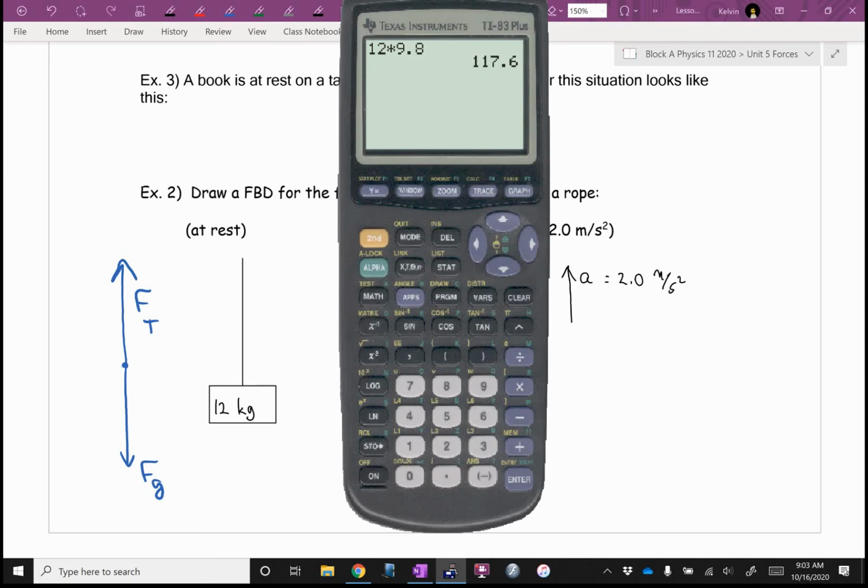Oh, what if this rope is going to snap at 100 newtons? I already know ahead of time, can't use this rope. Okay.